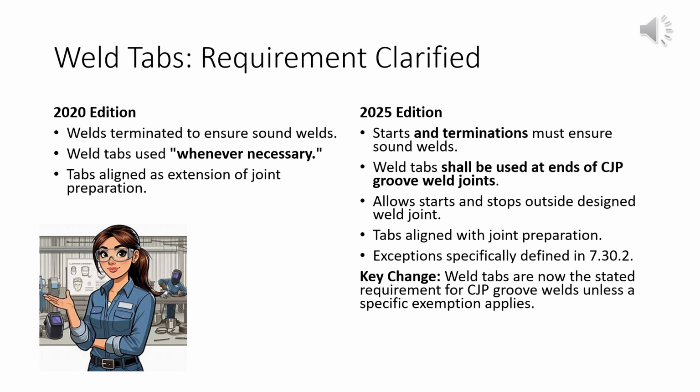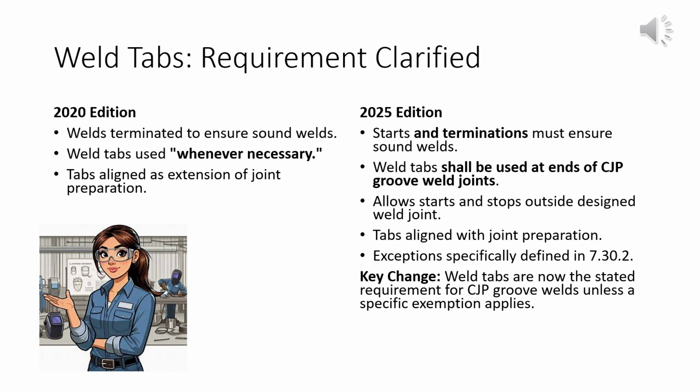Weld tabs, requirement clarified. Let's finish up our discussion of the major Clause 7 changes by looking at weld tabs. This is another area where the 2025 edition makes the requirement considerably more explicit. In the 2020 edition, the code required welds to be terminated in a manner that ensured a sound weld, and it stated that weld tabs were to be used whenever necessary. That left some judgment as to exactly when a weld tab was required.